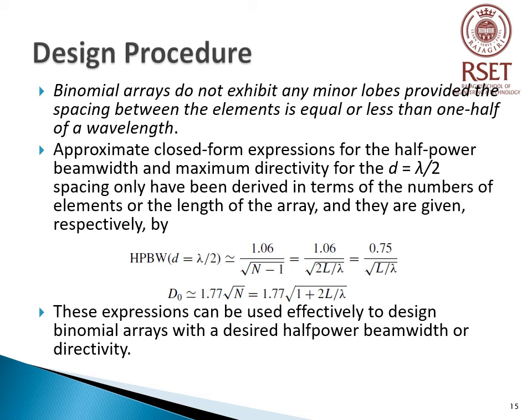Half power beam width is approximately equal to 1.06 by root of n minus 1, or it is 0.75 by root of L by lambda, where n is the number of sources, L is the length of the array, and lambda is the wavelength of operation. And maximum directivity is approximately equal to 1.77 into root n, or it is 1.77 into root of 1 plus 2 L by lambda. These expressions can be used to design binomial arrays with the desired half power beam width or directivity.